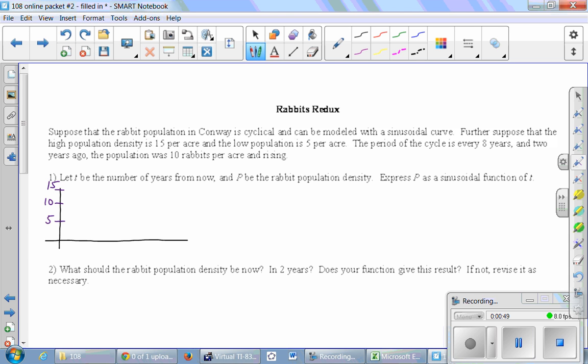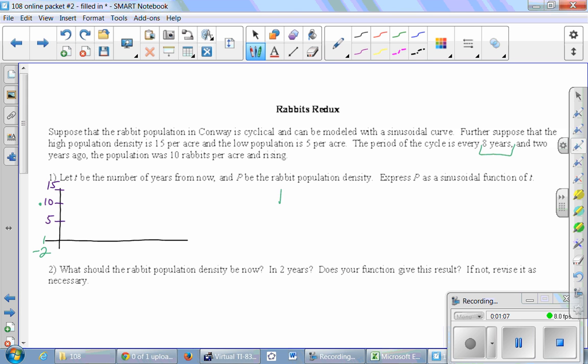And then it says that 2 years ago, the rabbit population was 10 rabbits per acre and rising. So apparently, if you're over here at -2, then you are right there in the middle, and you are on your way up. So I don't know exactly where it's going to be just yet. So let's look at this last piece of the puzzle.